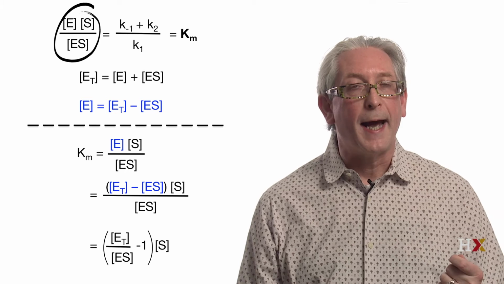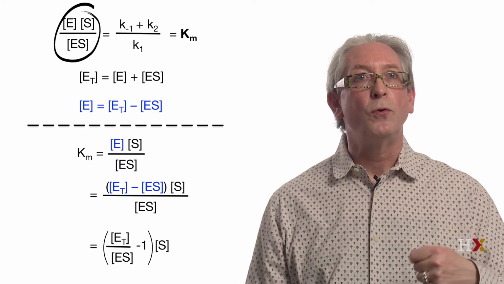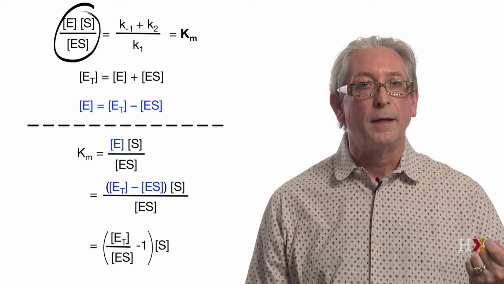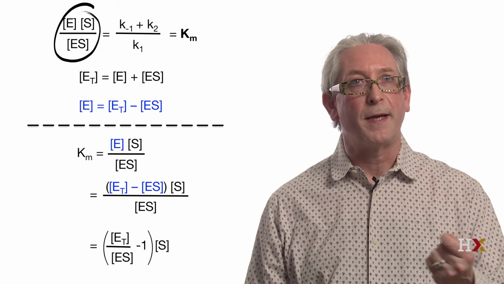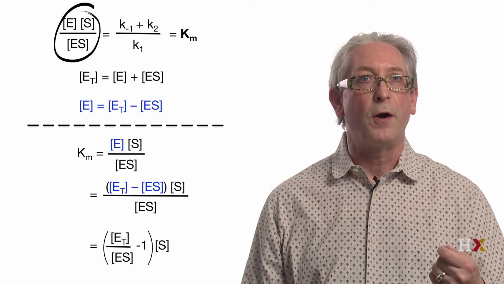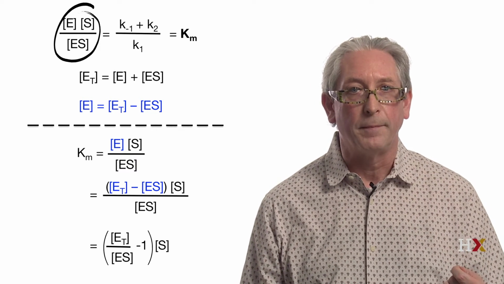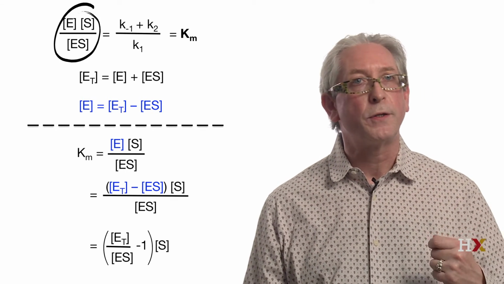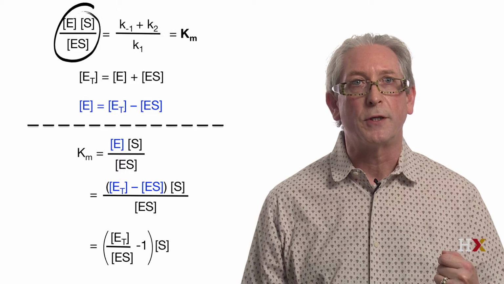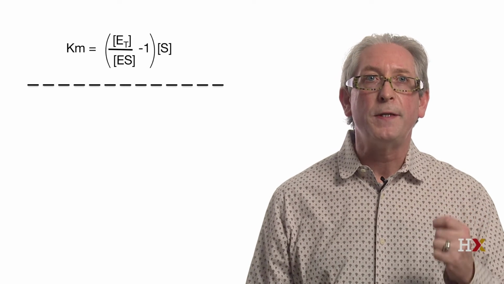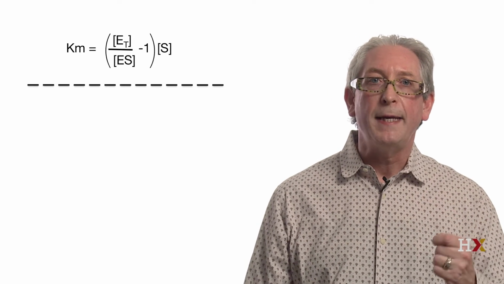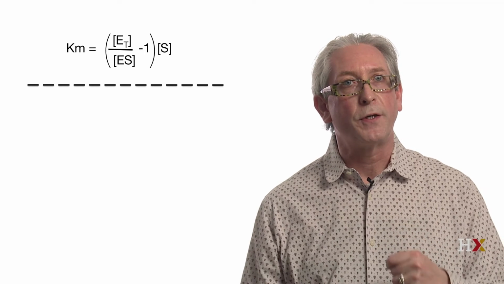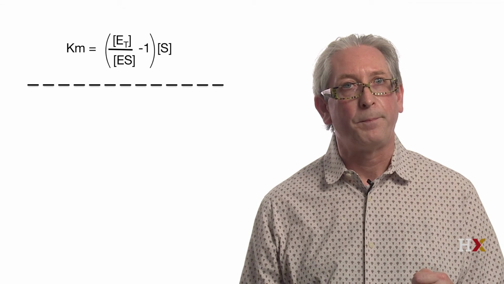Now our next task is to eliminate the concentration of enzyme substrate complex, the other term that is very hard to determine. How can we do that? We have to go back to our equations about the velocity of the reaction. If you remember, V0 equals K2 times the concentration of enzyme substrate complex.